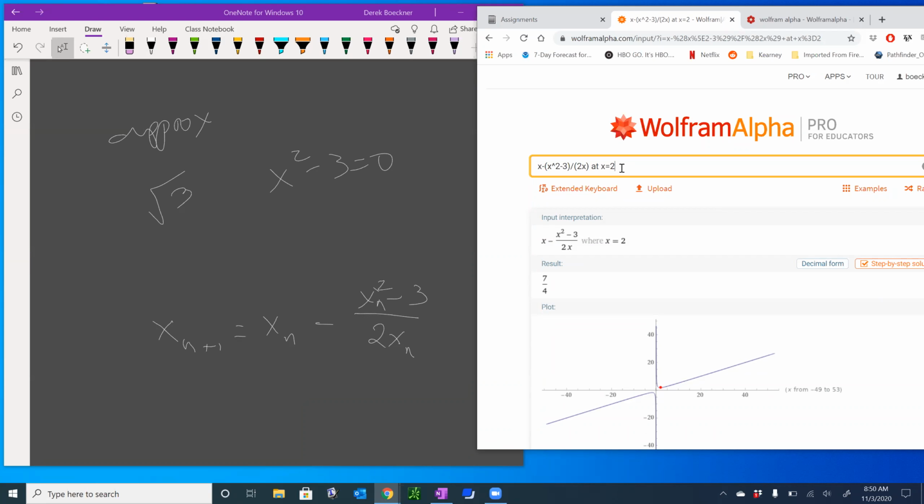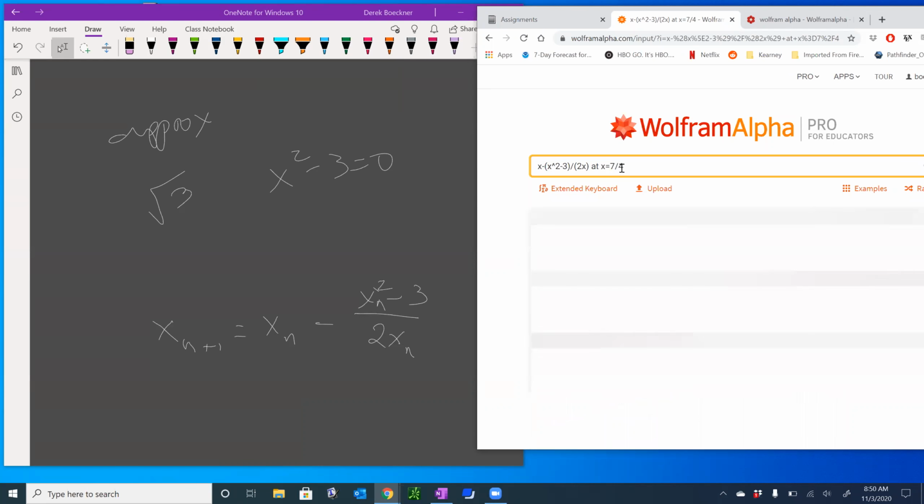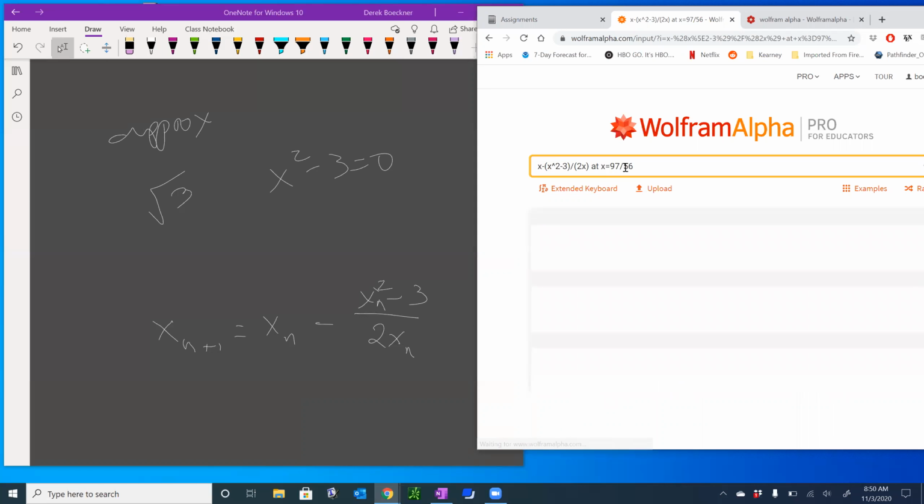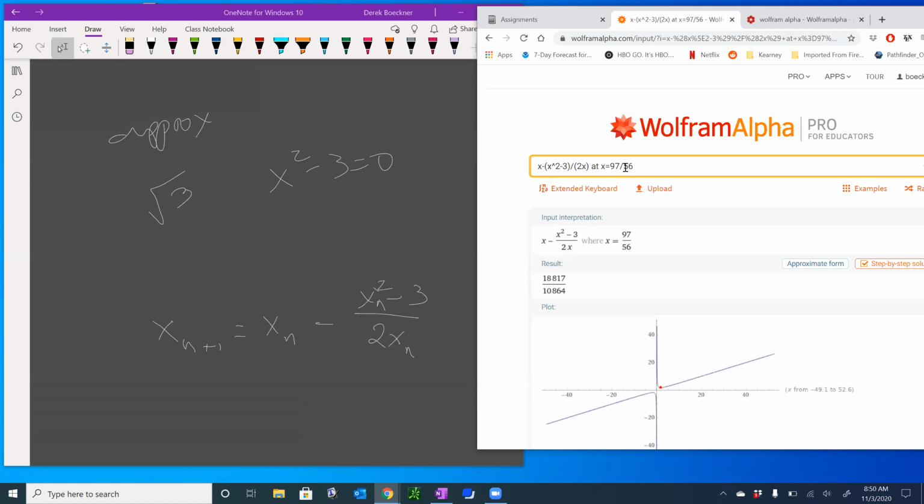And that's pretty good because 49 over 16 is pretty close to 3 if you square that. But if I put 7/4 into there, I get a better approximation. 97 over 56 is going to be a better approximation for the square root of 3. If I do it again, 97 over 56, I'm going to have an even better approximation, and so on. So let's see how good this approximation is.